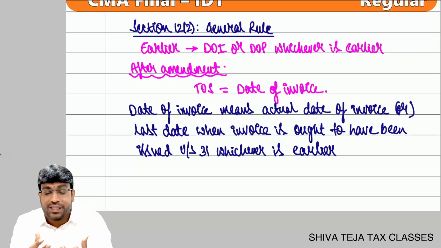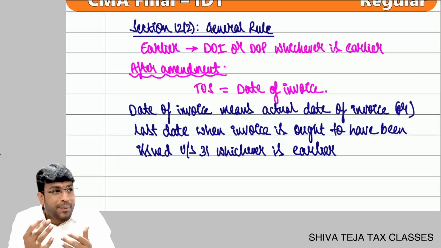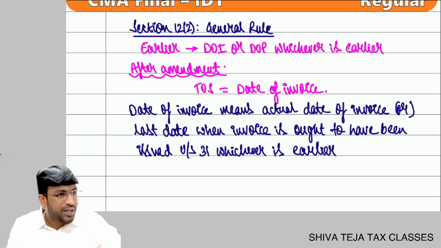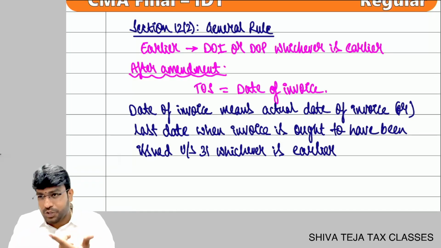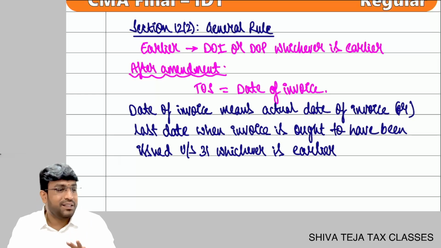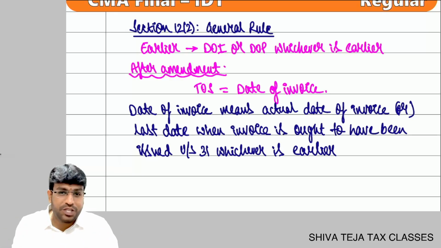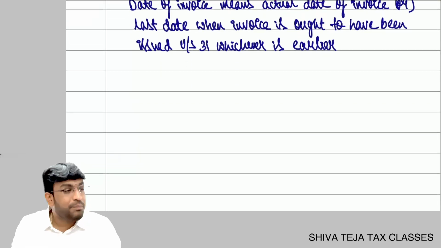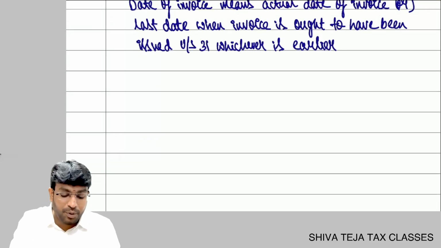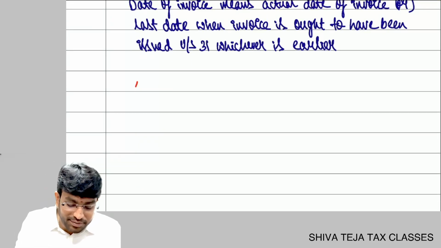Ought to have been issued means when invoice is supposed to have been issued. What is the actual date or when you are supposed to issue? Whichever is earlier. Clear, friends? Actual date means whatever is the actual date of invoice. Nothing you have to explain there. But the big question is when invoice is ought to have been issued. Under which section? That is important. Now listen very clearly here.